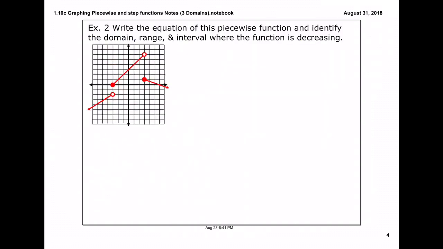Going backwards, in example 2, we want to write the equation of the piecewise function as identified. We then want to state the domain, we want to state the range, and we want to also list where it is decreasing. So we want to look at it piece by piece. It doesn't matter which piece you start with first, but make yourself a note so you don't accidentally write the same piece twice.